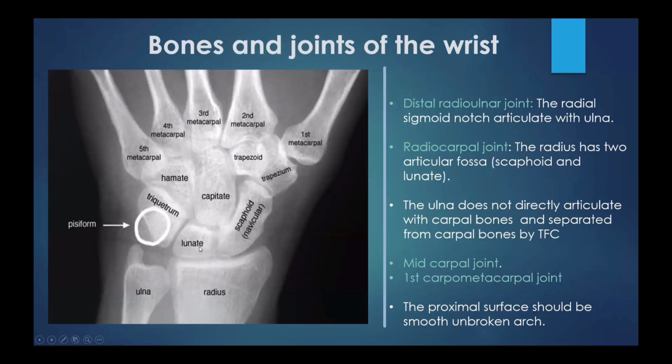metacarpal bones. We have different joints: the distal radio-ulnar joint, which articulates the distal radius and ulna at the radial sigmoid notch. The radiocarpal joint, where the radius articulates with the scaphoid and lunate, and the ulna doesn't directly articulate with the carpal bones and is separated by the triangular fibrocartilage. And then we have the mid-carpal joint and first carpometacarpal joint.